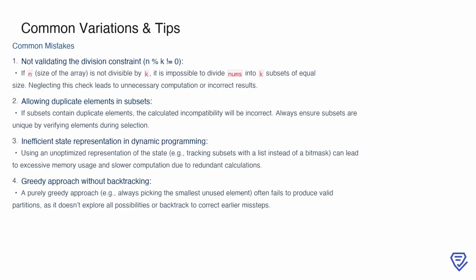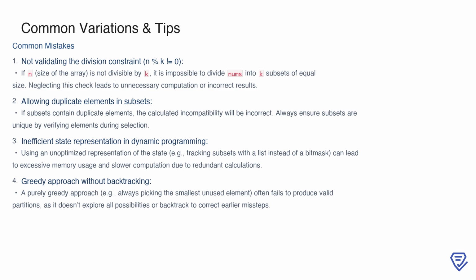When solving this problem, there are several common mistakes to avoid. First, always validate the division constraint. If the size of the array, denoted as n, is not divisible by k, then it's impossible to divide the array into k subsets of equal size. Skipping this check can lead to unnecessary computations or incorrect results.